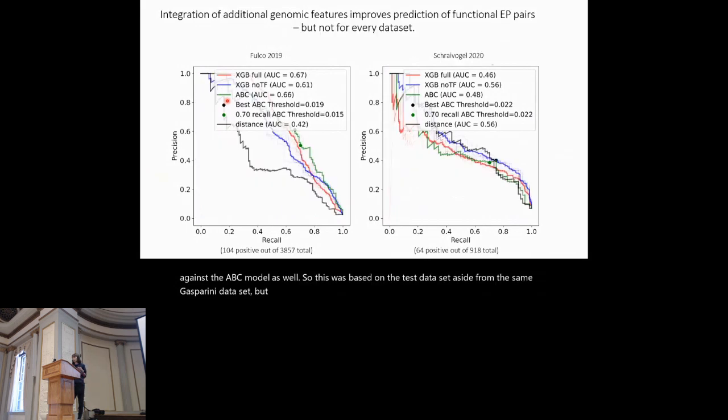But when we applied it to the additional two independent data, the Fulco et al. and Schraivogel et al., we didn't see the same increase in performance compared to the ABC model. And so we thought, what's the difference between these two data sets and the earlier Gasparini? And the main difference is that these two data sets were targeted experiments. So Fulco only read out about 30 genes, Schraivogel only read out about 200 genes.